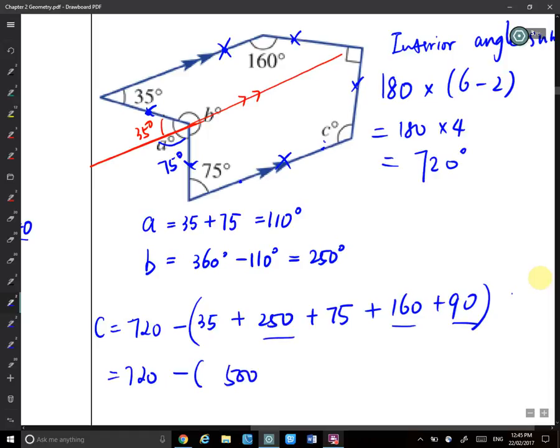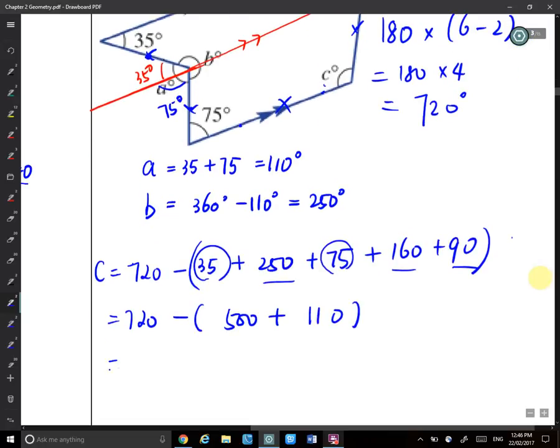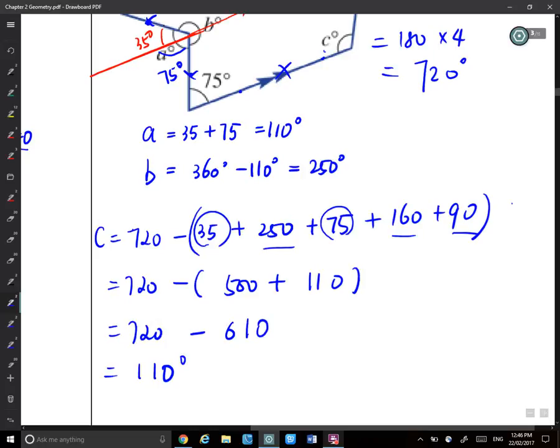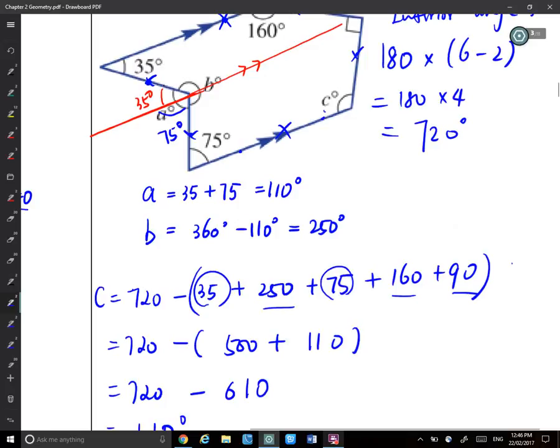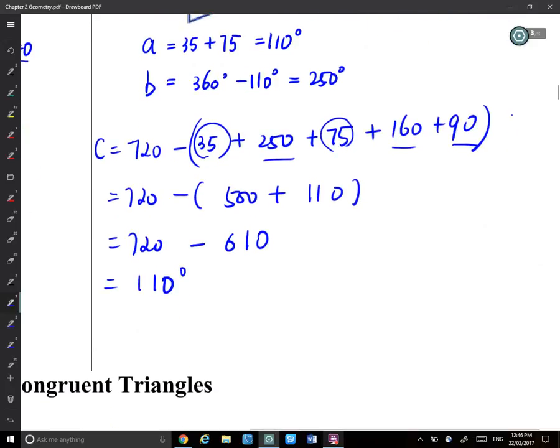250, 500, plus those two give you 610. So 720 subtract 610 is 110. That's angle C. Okay, a little bit rushed, but that's the answer for the last question.